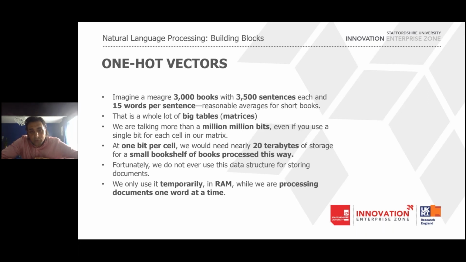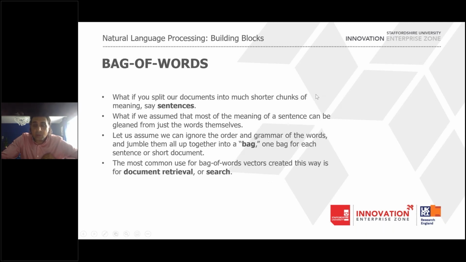Fortunately, we don't ever use this data structure for storing documents. We only use it temporarily in our random access memory, in our computer memory, while we are processing documents one word at a time. We're going to see now another representation, which allows us to represent our documents, books or sentences in a much more compressed way, which is what we call bag of words.